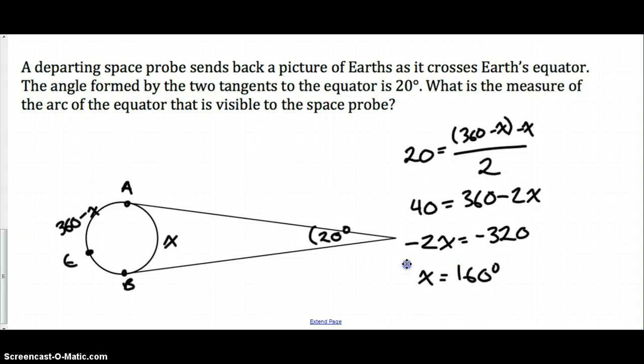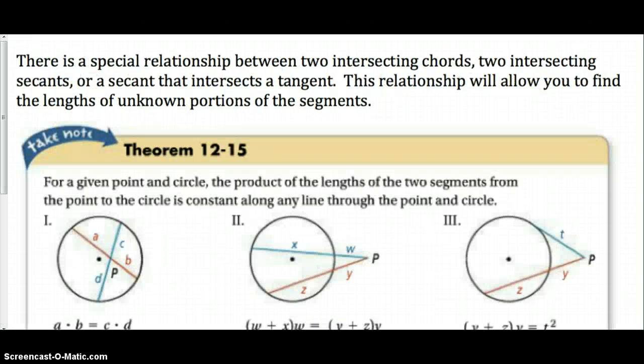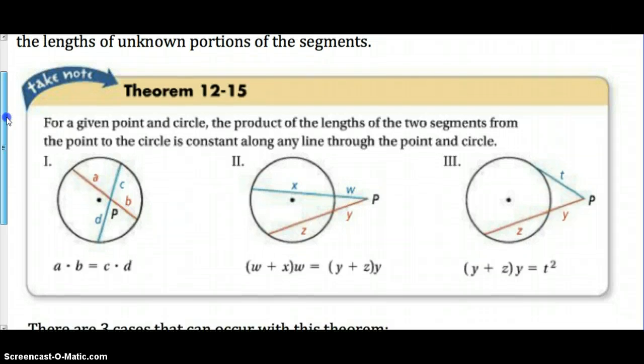Let's talk about lengths of segments. So these are three very special cases. You're going to have to learn how to recognize the three different ones. But there is a special relationship between two intersecting chords, two intersecting secants, or a secant that intersects a tangent, and it'll allow you to find the lengths of unknown portions of a segment. So here are the three cases.